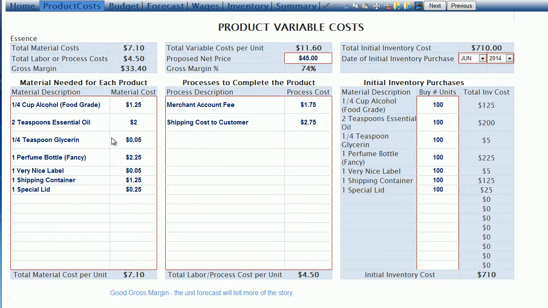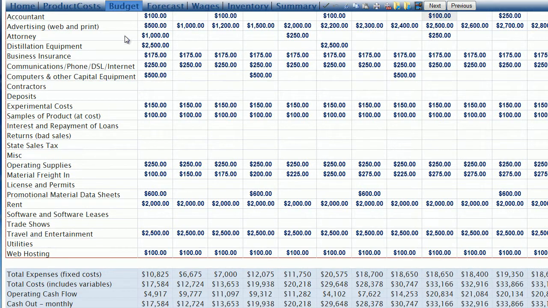Here we are at the product cost page. Everything looks in order. The only item I see that could be improved is the date you first purchased material. It should be before or in the same month you sell your first product, which in this case is May. Let's change this and move on to the budget page. Budgets seem in order. Looks like you have most of the major items accounted for. I think it's time to move to the forecast page and see what we have.